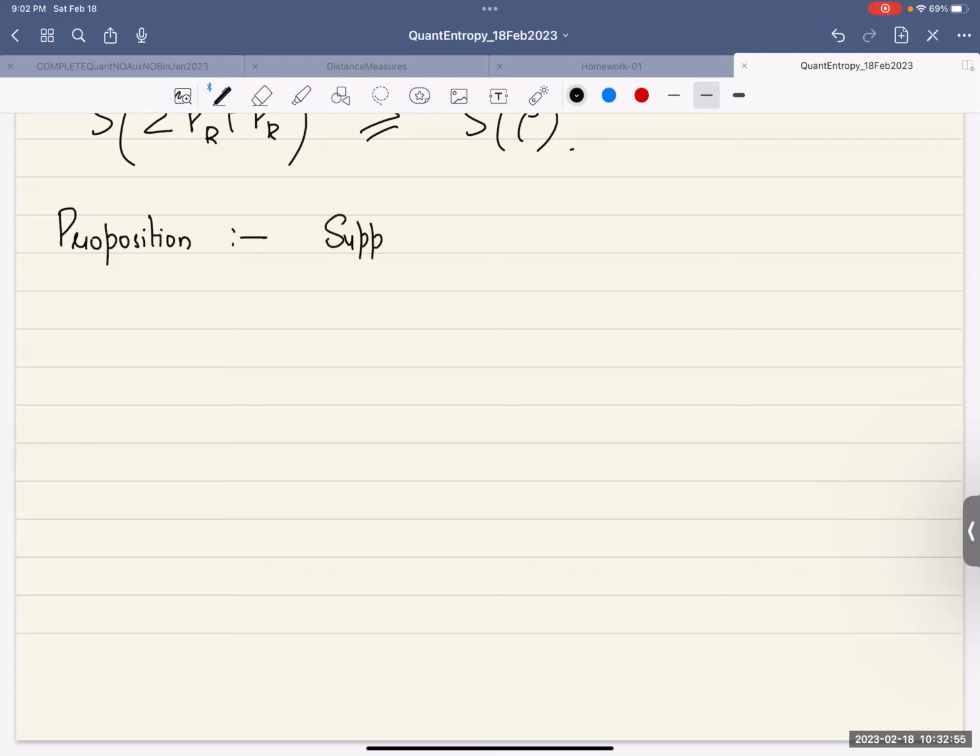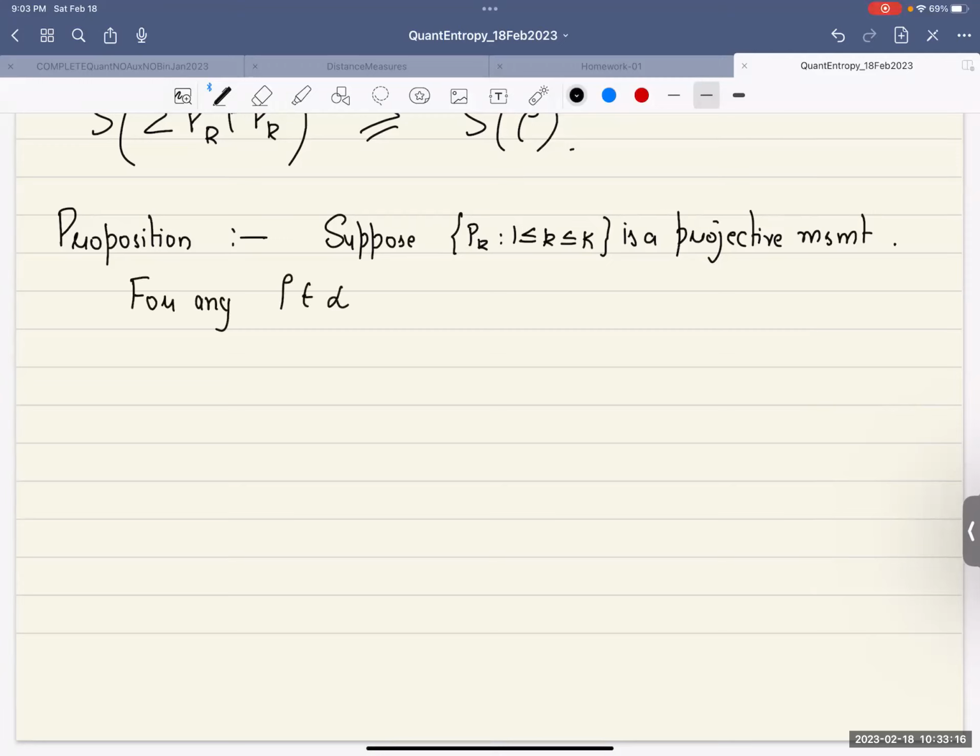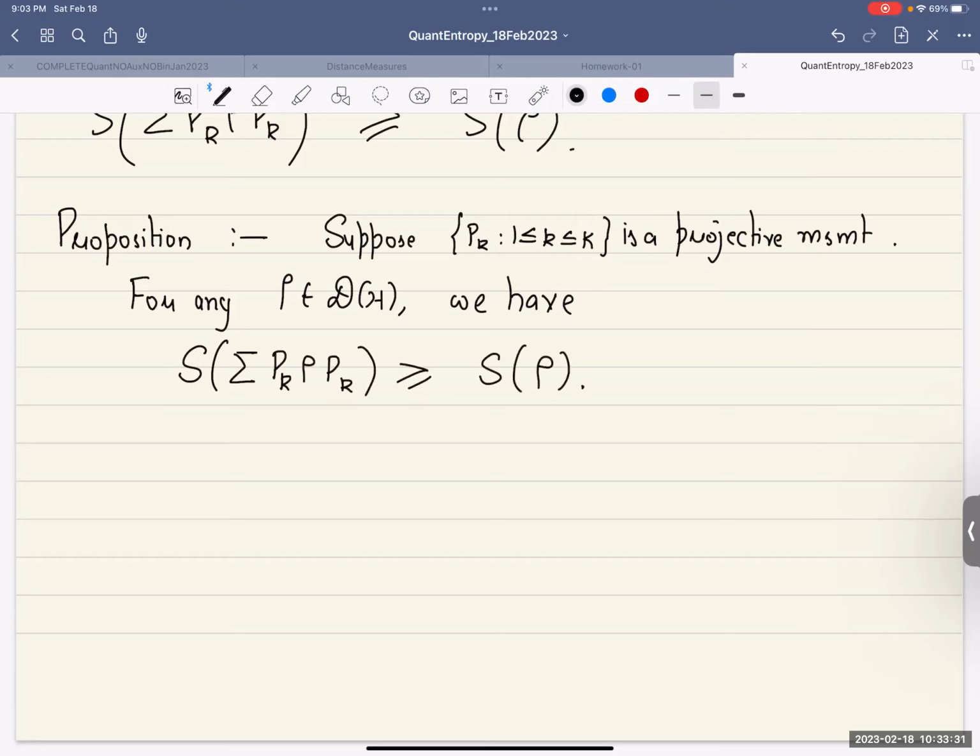Suppose pk is a projective measurement for any rho density operator. We have that the measurement when the outcome is not revealed has a higher uncertainty. Okay.